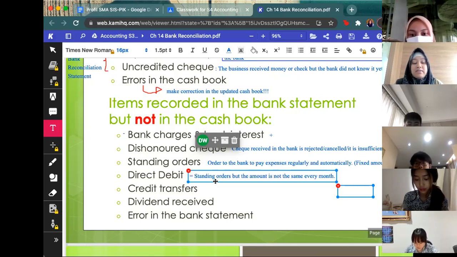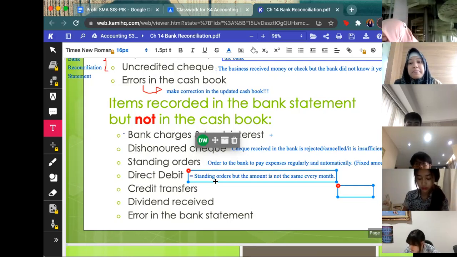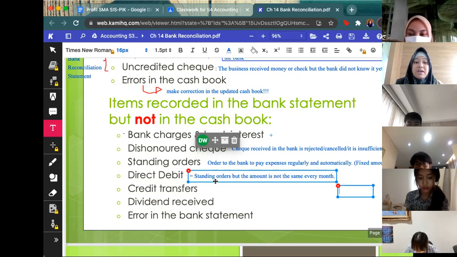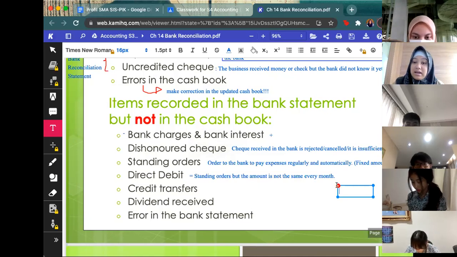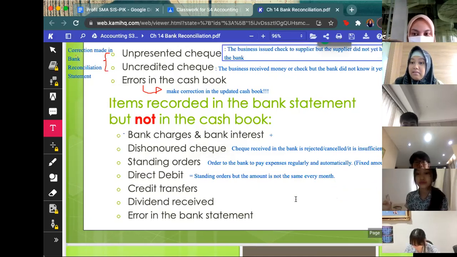Another one will be electricity. If you say to the bank, please pay my electricity bill with this number every month, the bank will deduct that from your account, but usually it is not the same every month because electricity and water will be charged differently every month. It depends on how much you use it. Okay, clear enough? Clear, yeah?